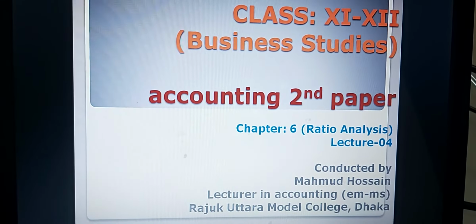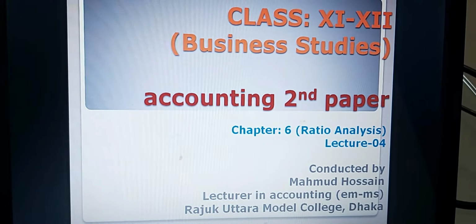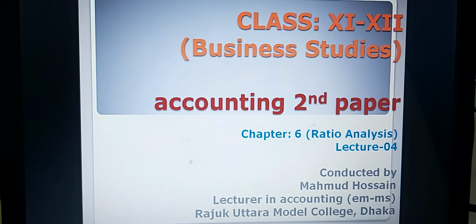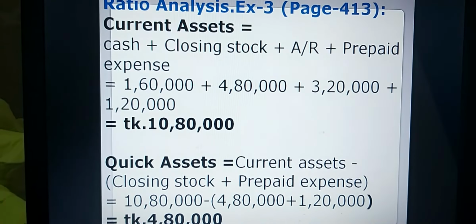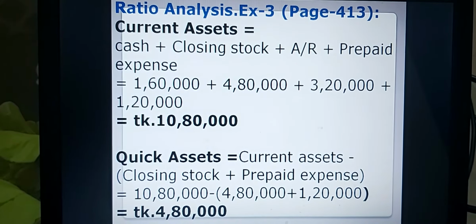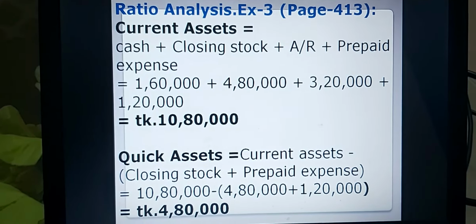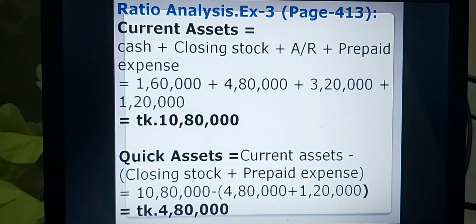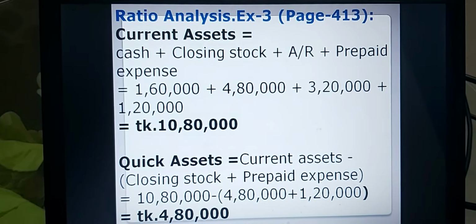Dear learners, I hope you have opened your accounting practice copy. So it's the time for solving creative question number 3 from page number 413. This is the chapter of ratio analysis. Requirement A, current assets and liquid assets. You can see in the stem the financial position of this company, that is the Sunstar Company Limited.